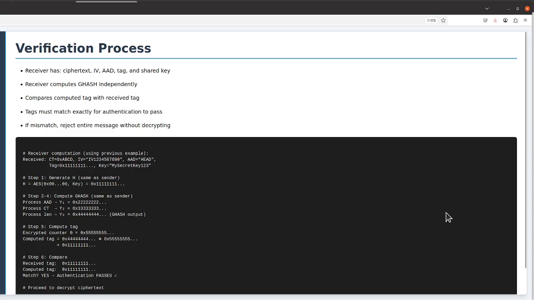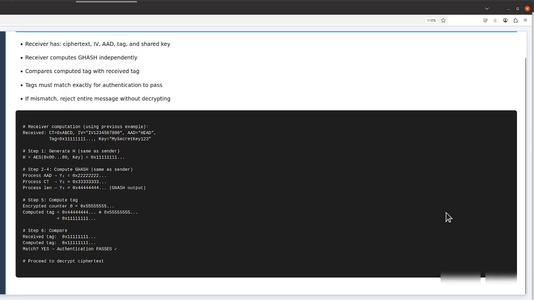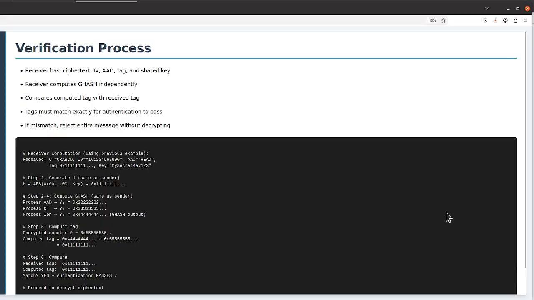Step 6. Compare. Received tag is 0x11...11. Computed tag is 0x11...11. They match exactly. Authentication passes. The receiver can now proceed to decrypt the ciphertext, confident that the data has not been tampered with and came from someone with the correct key.